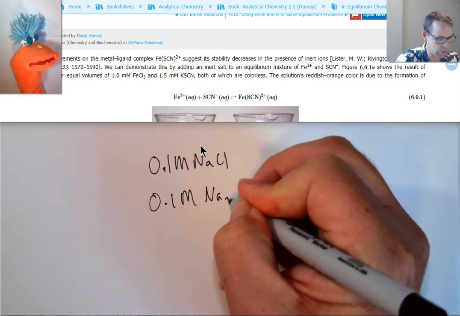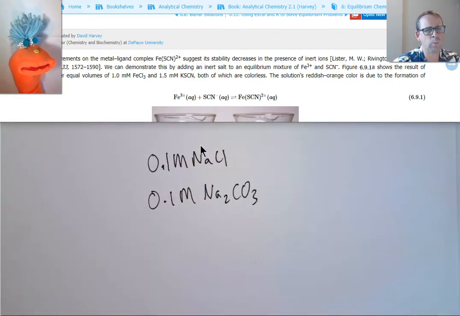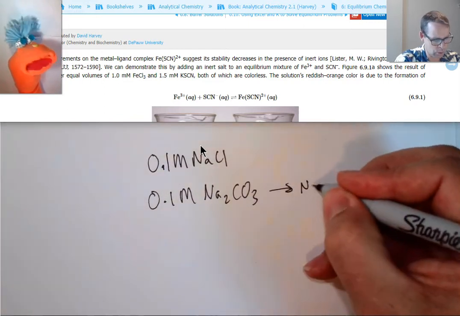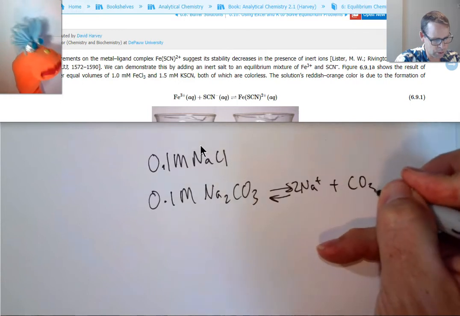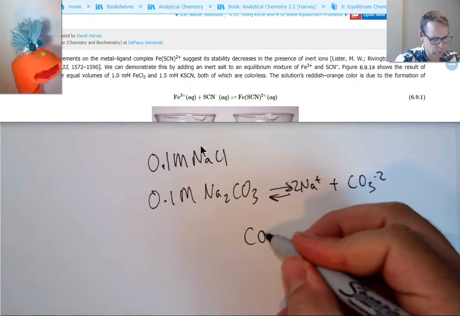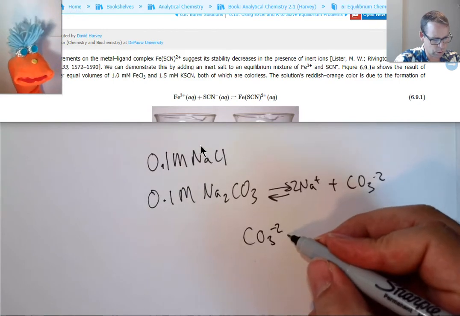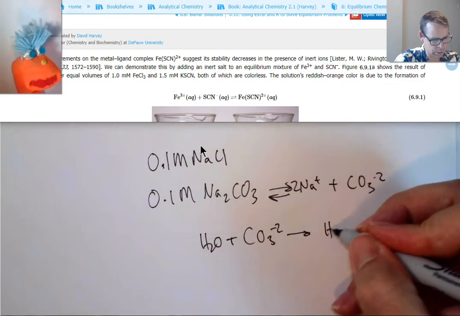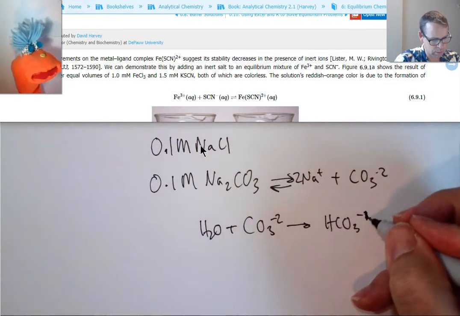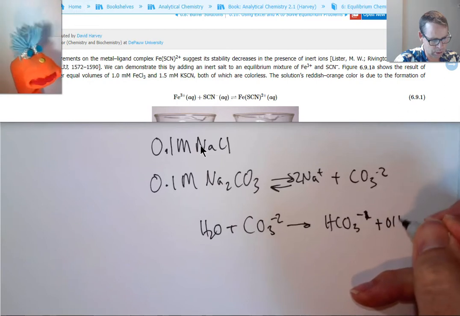0.1 molar sodium carbonate. Is that going to make the pH acidic or basic? I think it's going to make it basic. Okay, so why do you think that? Well, because you get sodium ions and carbonate ions, and then the sodium ions, they don't do anything. But the carbonate ion, it is a conjugate base of a weak acid. So the carbonate ion is going to interact with water and form HCO3 minus, the bicarbonate ion, and release the hydroxide ion.